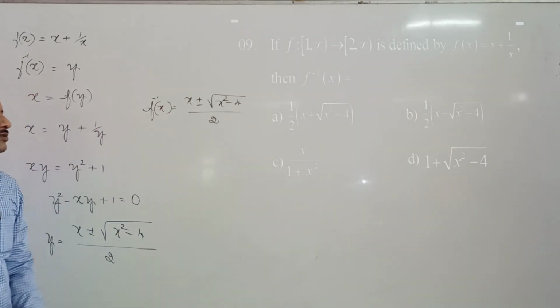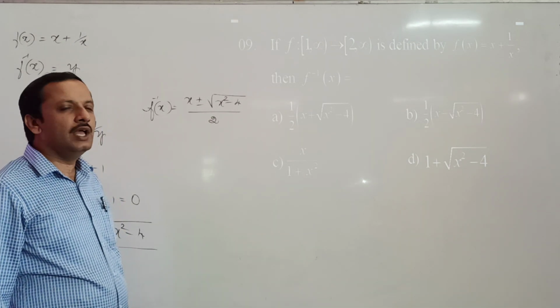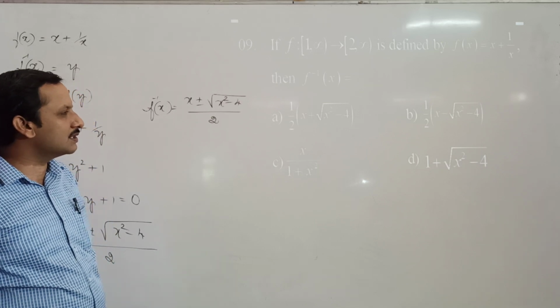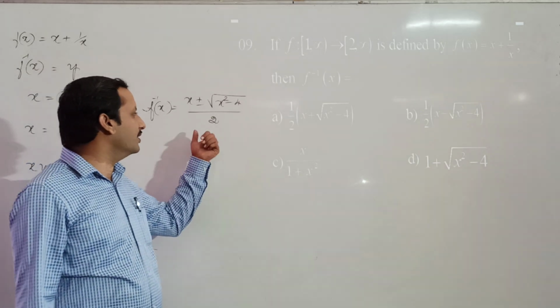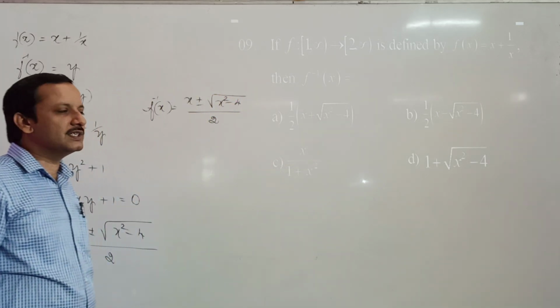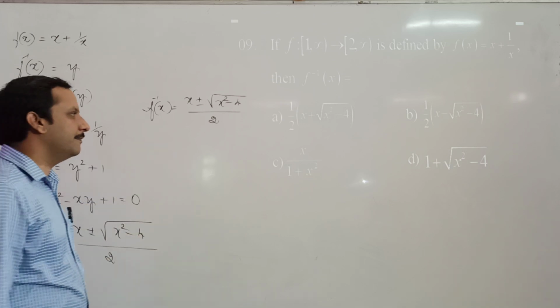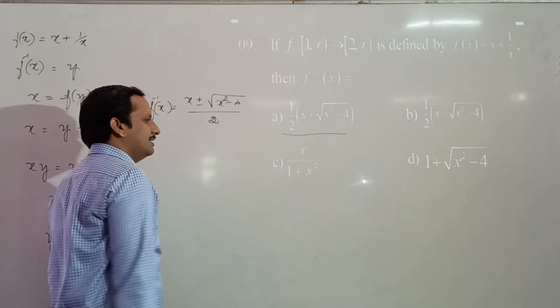One is x plus root of x square minus 4 by 2, and the other one is x minus root of x square minus 4 by 2. And if you look at the options, both answers are present. It is here, and x minus root of x square minus 4 by 2 is also there. So among them, which is the right answer? Option A is the right answer.